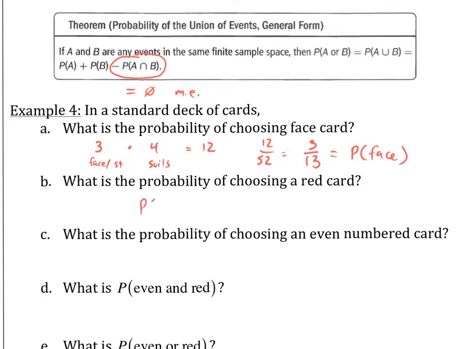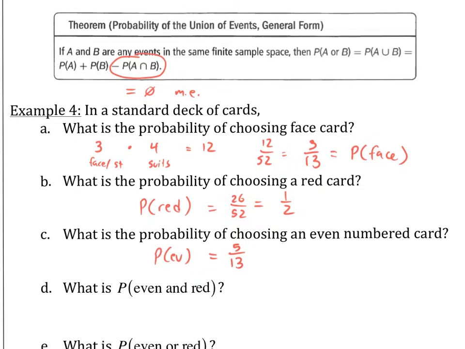For the probability of choosing a red card, we know that half the deck is red. So that equals just 1/2, or 26 out of 52 of them are red. Probability of choosing an even, we already did that one. So the probability of an even, and we counted those off to get 5 out of 13. Again, that was 20 out of 52, and then we brought that one down.